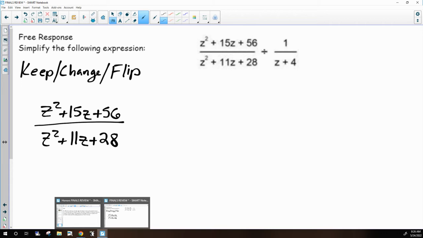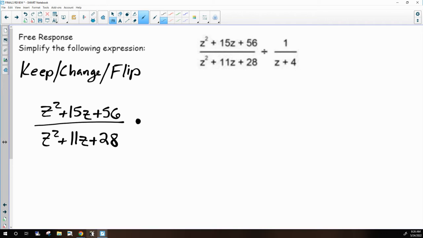Keep. Change means we do what with division? Change it to multiplication, not subtraction. Keep the first, change the division to multiplication, and now we're going to flip our second fraction, z plus 4 over 1. Keep, change, flip. Make sure whenever you are dividing, which you will be doing on the final, you keep, change, flip.